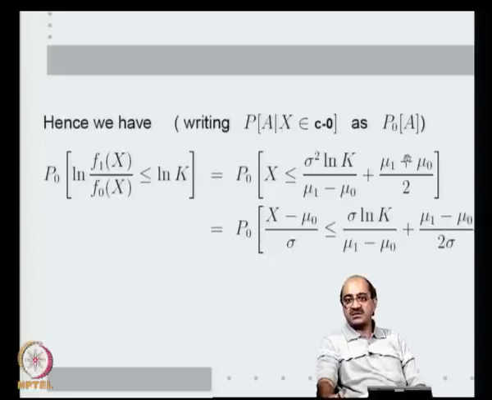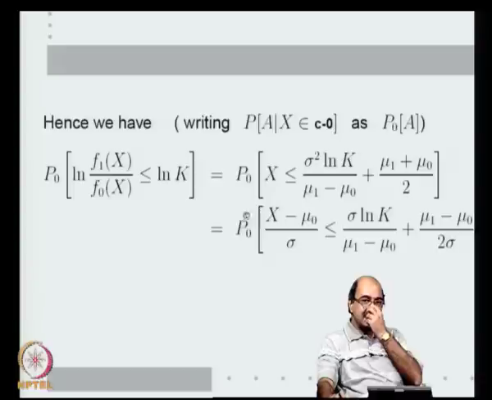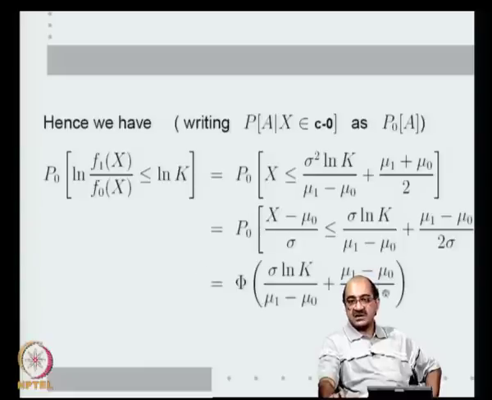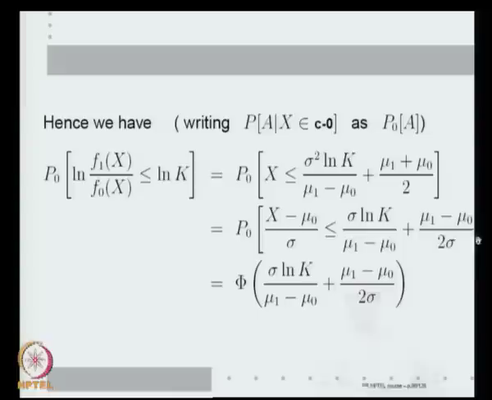So, just subtract mu 0 and divide by sigma, I get this expression. Okay. Why did I do that? Because I know the distribution of x minus mu 0 by sigma, because x is under this probability x belongs to C0, C0 is normal with mean mu 0 variance sigma, x minus mu 0 by sigma is standard normal. So, this probability is given in terms of the standard normal function phi of this quantity sigma ln k by mu 1 minus mu 0 plus mu 1 minus mu 0 by 2 sigma, where phi is the distribution function of the standard normal. Okay.